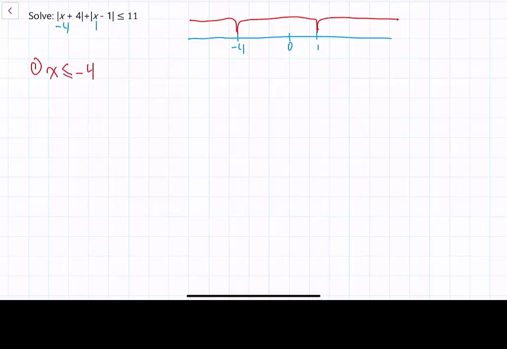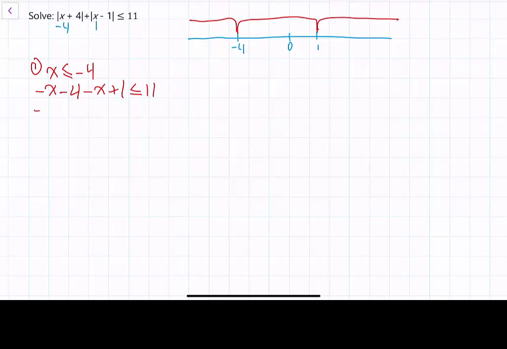First section, we know that x is less or equal to -4. Again, we use the same method, even though now it's an inequality, to take away the absolute value signs. Because the value we will get will be less or equal to 0, we have to reverse the symbols or the signs in the absolute values. So we get -x minus 4 minus x plus 1. As you can see, we have reversed all the signs. That is less or equal to 11.